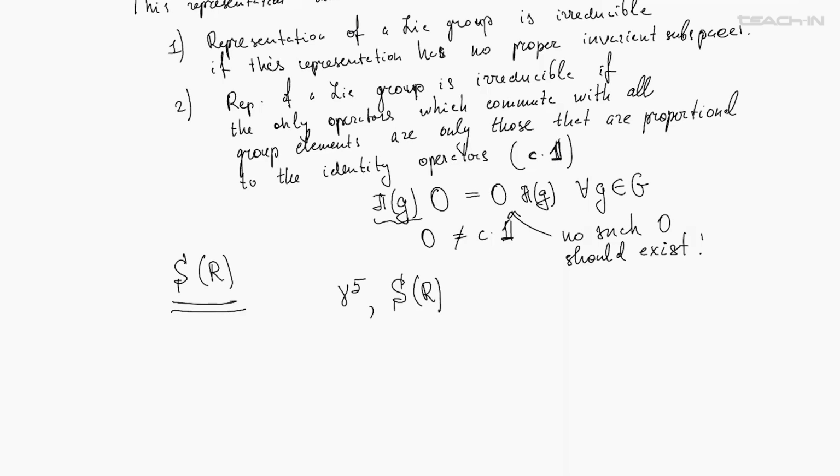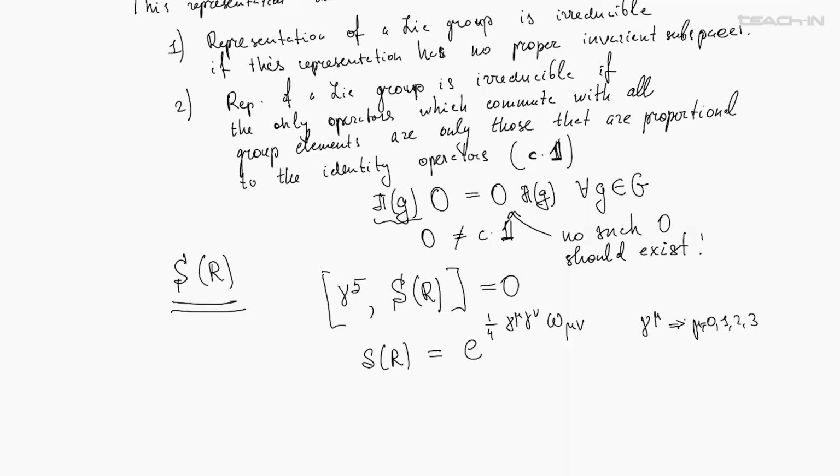You can see that the commutator result is actually 0. What is the reason for that? That's because we know that this S of R is realized explicitly as exponent of 1/4 gamma mu gamma nu omega mu nu, where these gamma mu are our Dirac matrices, so mu is running 0, 1, 2, and 3. And gamma 5 is a matrix which has the property that it anti-commutes with all matrices gamma mu. So the anti-commutator of gamma 5 with gamma mu is equal to 0. So it anti-commutes with all of them. But if it anti-commutes with all of them, then in fact it commutes with the product of any two such gamma matrices, because it anti-commutes with the first.